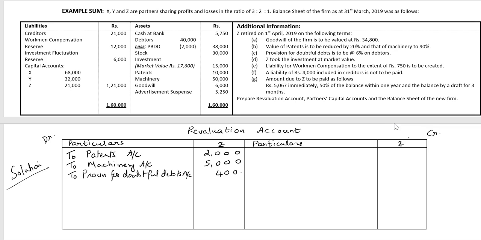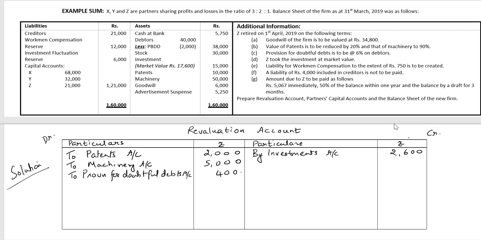Point D. Z took over the investment at market value. The book value is 15,000 and it's given in the balance sheet that the market value is 17,600. There's an increase in the value of investments by 2,600 and we have to record the increase because Z is taking over the investment at the market value. So we increase the value of investments by 2,600 rupees by investments account 2,600.